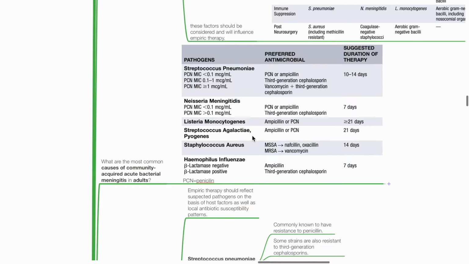Streptococcus agalactiae or pyogenes, preferred antimicrobial ampicillin or penicillin. Suggested duration 21 days. For MSSA, nafcillin or oxacillin. For MRSA, vancomycin. Suggested duration 14 days. For Haemophilus influenzae, if beta-lactamase negative, ampicillin. If beta-lactamase positive, third-generation cephalosporin. Suggested duration 7 days.